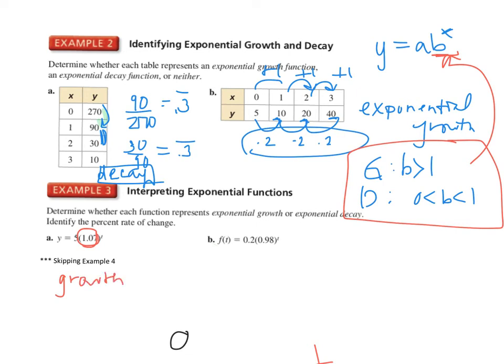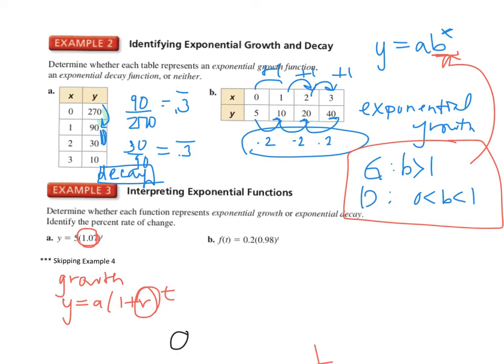And then you're asked to identify the percent rate of change. So that's going back to, if it was growth, remember that formula that we looked at yesterday where I had y equals a parenthesis 1 plus r to the t. So they're asking you to basically find this r right here and convert it to a percent.